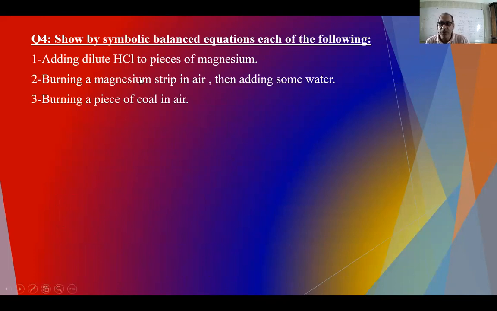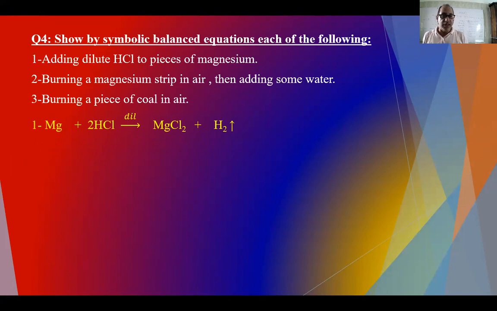Write the symbolic equation. Here, adding HCl to a piece of magnesium: Mg plus HCl, the result is going to be magnesium chloride, and hydrogen gas evolves. So MgCl2 plus H2. Next, burning of a magnesium strip in air and then adding some water. There are two reactions here.